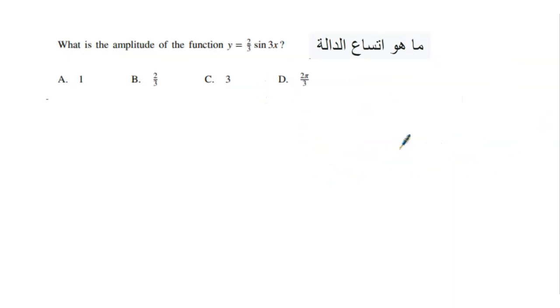Okay, let's look at the last one. Here they are looking for the amplitude. So the amplitude is the coefficient of the function. Here the A, which is the amplitude, is just 2 over 3, and it's absolute. Absolute of a positive is just the same as the positive. So we get this one.